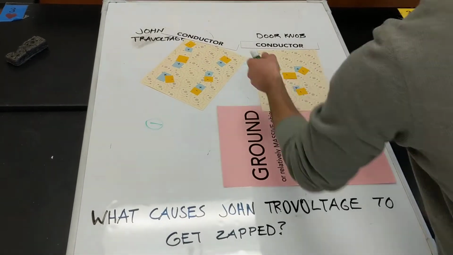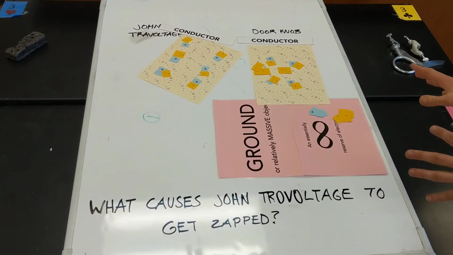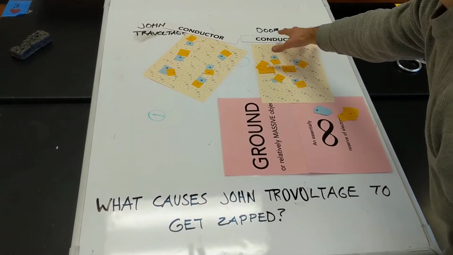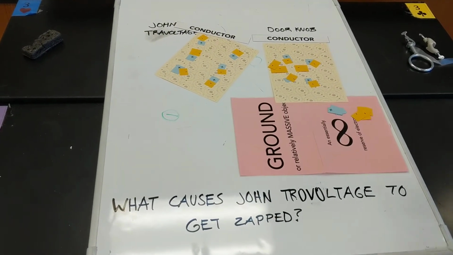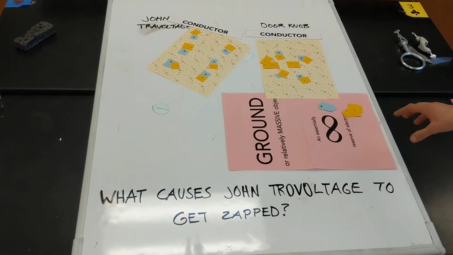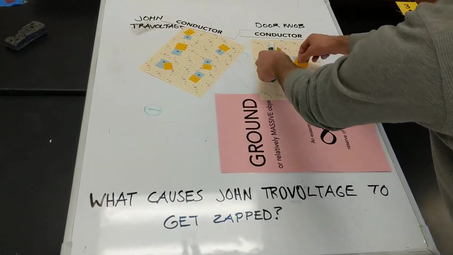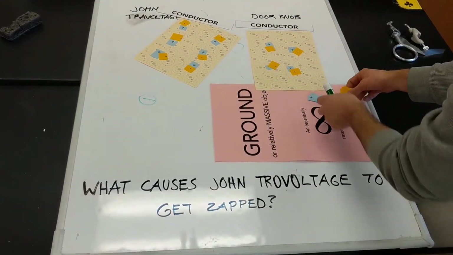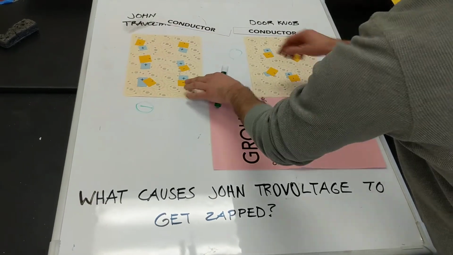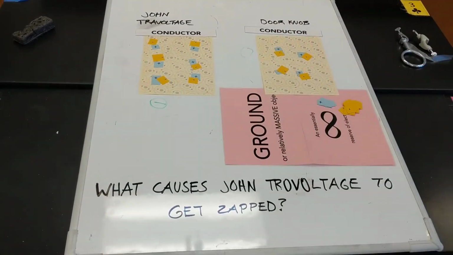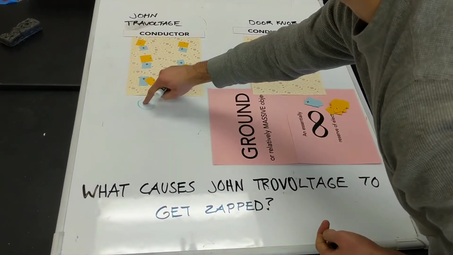Now, in charging by contact, it would be kind of done right now, but since the conductor, the doorknob, is also connected to the ground, and this is an infinite supply of electrons, these electrons are going to continue to flow through the doorknob to the ground. So after this process has happened, John Travoltage is now neutral.